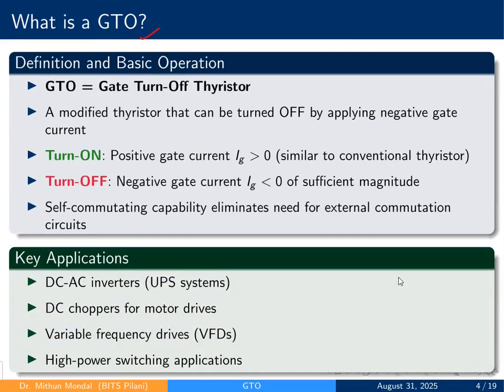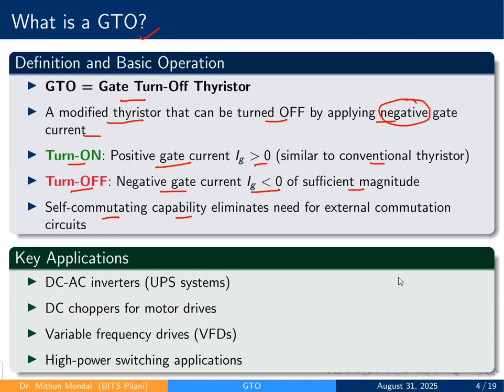What is a GTO? GTO is basically gate turn off thyristor. It is one of the modified thyristors that can be turned off by applying negative gate current. The turn on can be done using the positive gate current, where the gate current is greater than 0, and this is similar to the conventional thyristor. However, to turn off the thyristor in the GTO, we can apply the negative gate current. So the gate current will be less than 0 for sufficient magnitude.